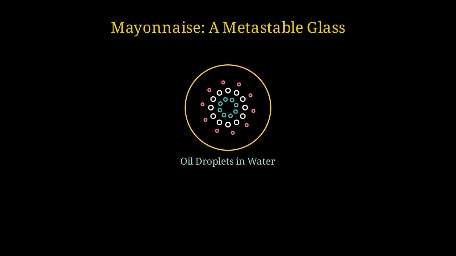Welcome to an exploration of one of the most fascinating materials in your kitchen, mayonnaise, a metastable glass made of oil droplets. This is mayonnaise at the microscopic level. Billions of tiny oil droplets suspended in water, each one jammed against its neighbors like a crowded stadium.